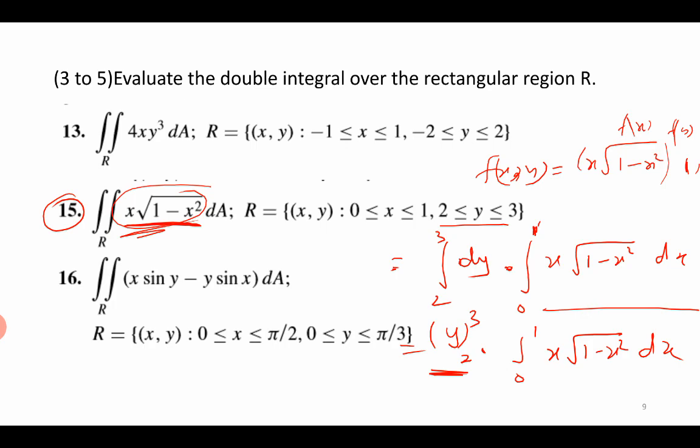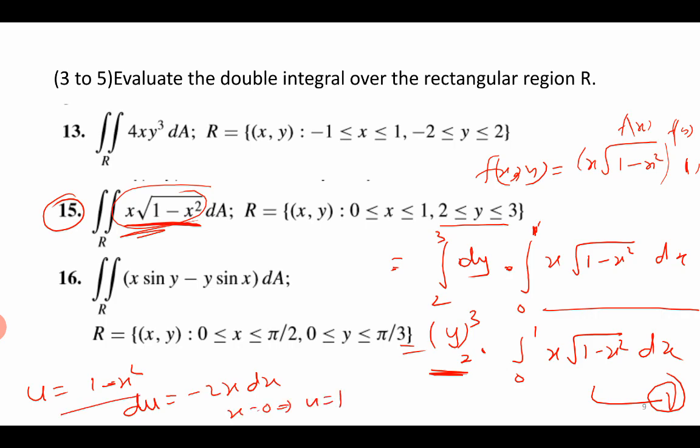So let here, this is equation number 1. Let u be equal to 1 minus x squared. Therefore du will be negative 2x dx. And find the limits of u. When x is 0, u is 1. When x is 1, u will be 0.